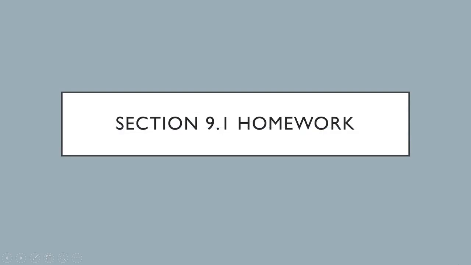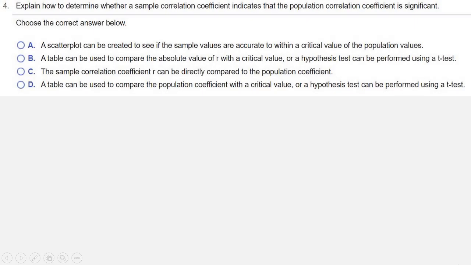We're looking at homework from section 9.1. This is question number 4. Explain how to determine whether a sample correlation coefficient indicates that the population correlation coefficient is significant. Choose the correct answer below.